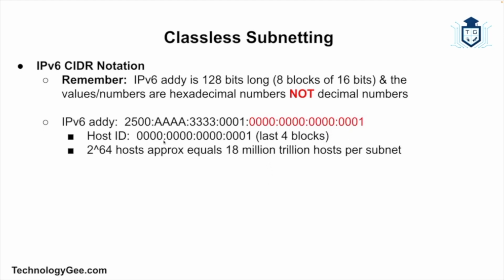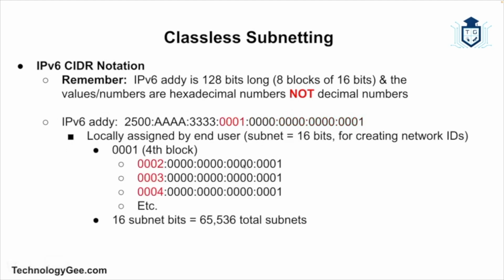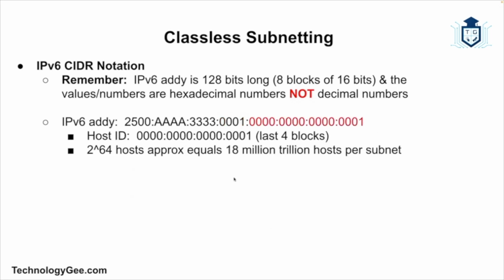These last 4 blocks represent the host IDs or IP addresses that can be assigned to various devices within a network. And under this system right here, this would get you approximately 18 million trillion hosts per subnet. So remember, we go back to the last slide when we were dealing with the actual network ID or identifying the subnet. We can get a grand total of 65,536 total subnets. Now, out of those 65,536 total subnets, each of those subnets could potentially host as many as 18 million trillion hosts per subnet.